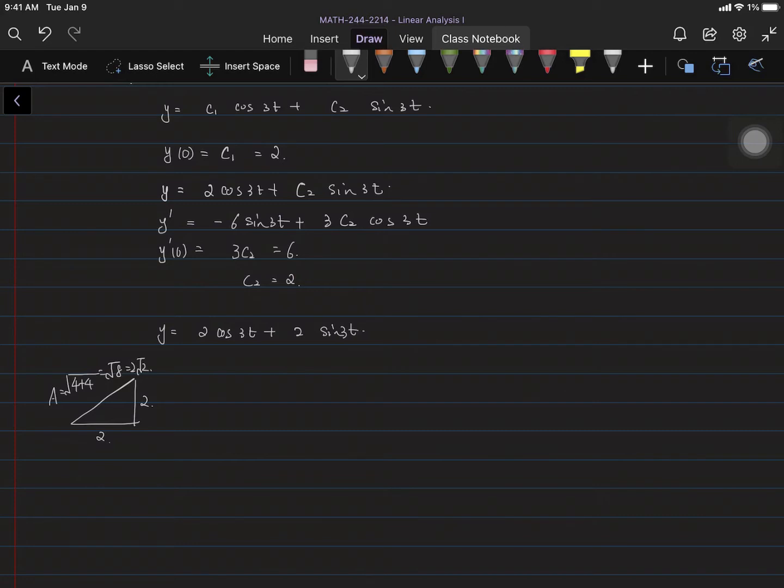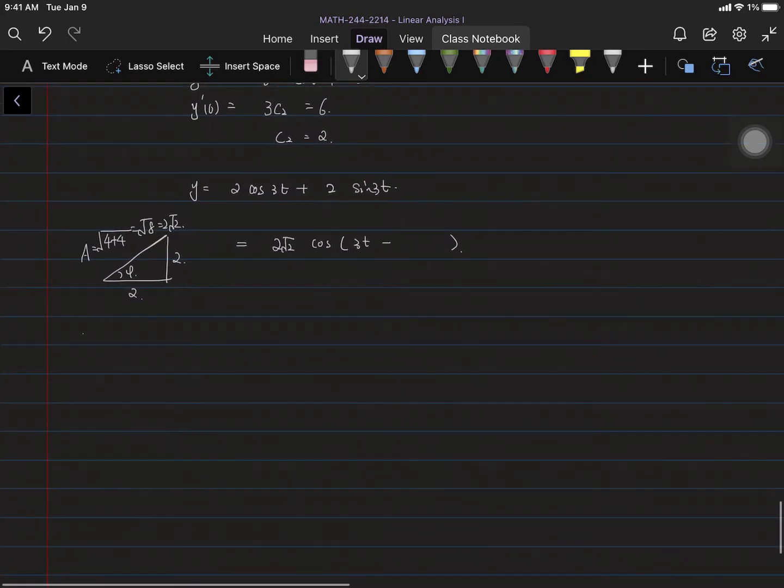So A equals, if we simplify, 2 root 2, and the cosine, the same as before, omega t minus phi. And then what's the phi? This angle here, you can see, because those lines are the same, it should be pi over 4, right? Okay. So from here, we know what A is: 2 root 2, the amplitude.